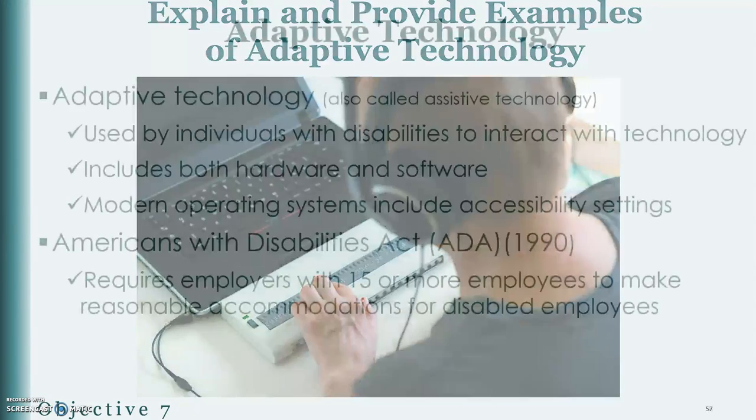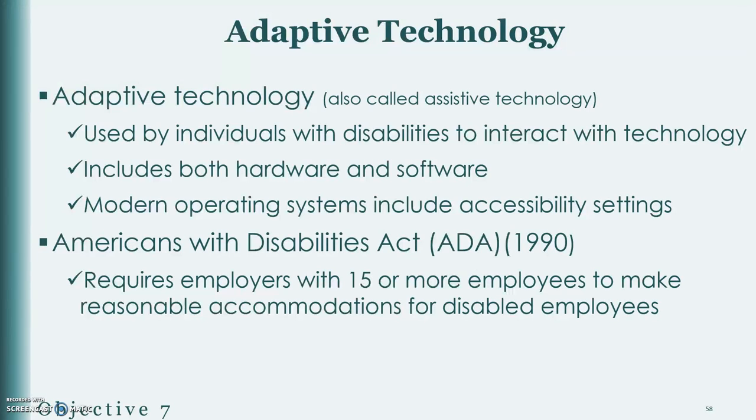Okay, adaptive technology. Adaptive technology is also referred to as assistive technology, and this is used by individuals with disabilities to interact with technology. Adaptive technologies can occur with hardware and software. Modern OSs include accessibility settings that you can personalize yourself. The ADA, the Americans with Disabilities Act of 1990, requires employers with 15 or more employees to make reasonable accommodations, adjustments, or modifications to enable people with disabilities to enjoy equal employment opportunities.